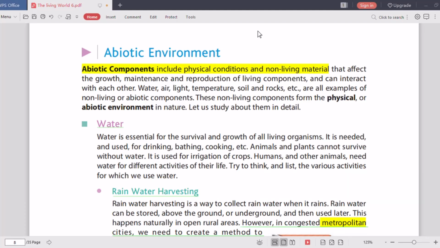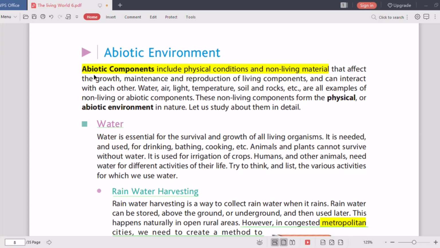Hello friends, in the class 6 science book The Living World, we will study the abiotic environment. This is the second part. The first part link is in the description box.